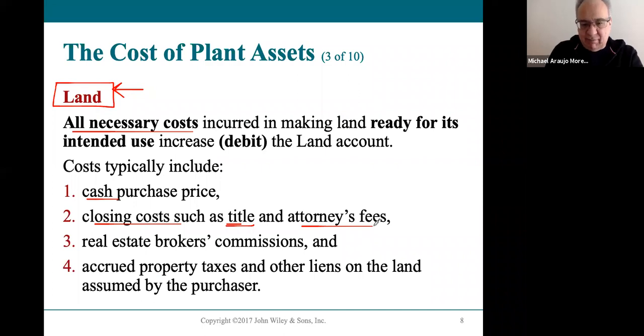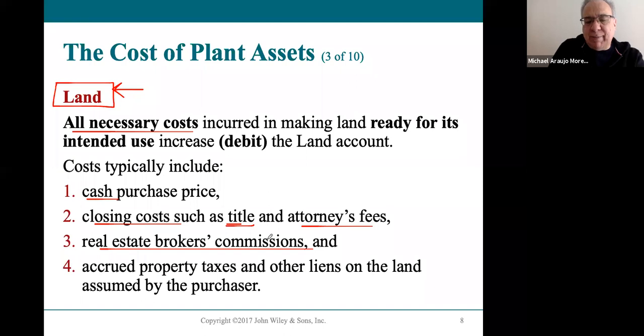Okay. Often when you're buying land, you're buying it from someone else, and brokers are usually involved in real estate transactions. And so whatever you pay in a broker's commission is part of the cost of the land. Okay. And so that's going to be included.